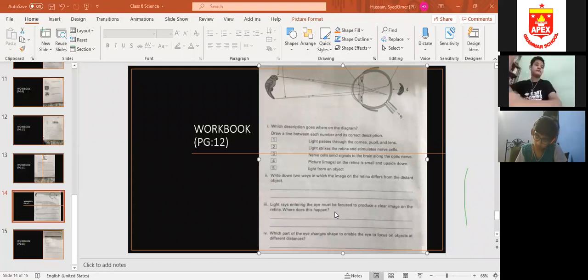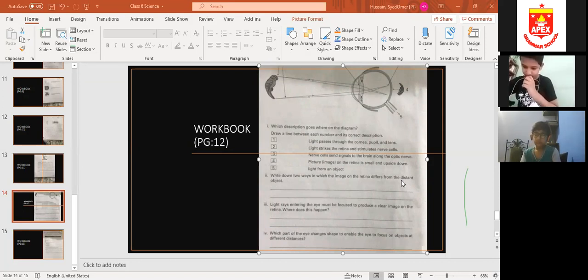Where does this happen? Yes, Rohan, you are already unmuted. Now you can answer. Light rays entering the eye must be focused to produce a clear image on the retina. Where does this happen? Teacher, this happens, I think, in the eye. Which part of the eye are they asking? Yes, Rian. Which part are they asking? Where does this happen? It means we have to tell any part.